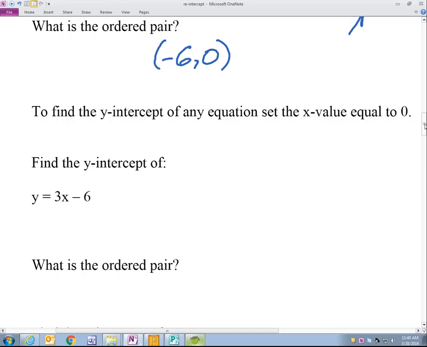Now we're going to find the y-intercept. In order to do the y-intercept, we put the x value to 0. So when we're finding x, we make y 0. When we're finding y, we make x 0.